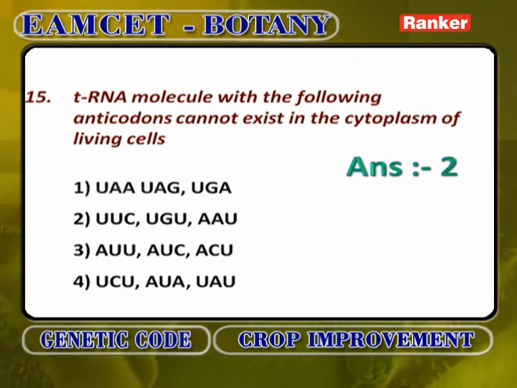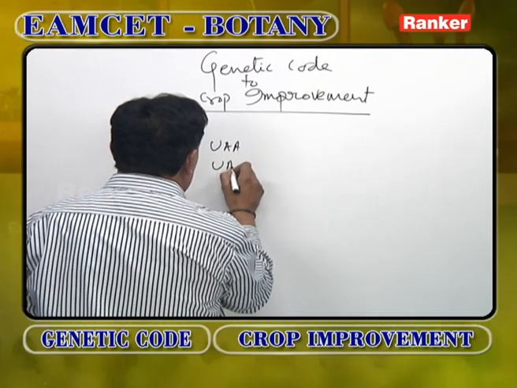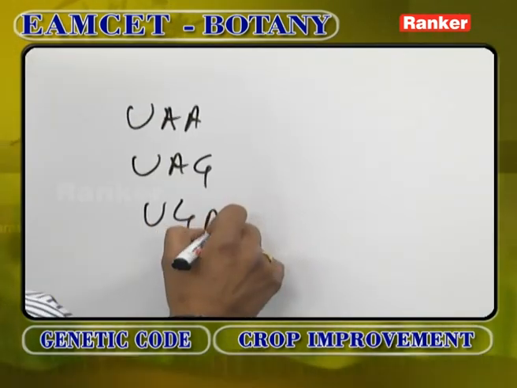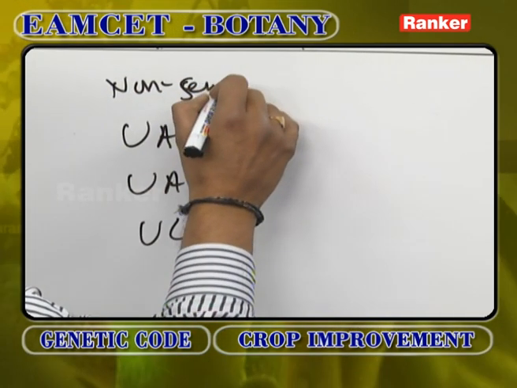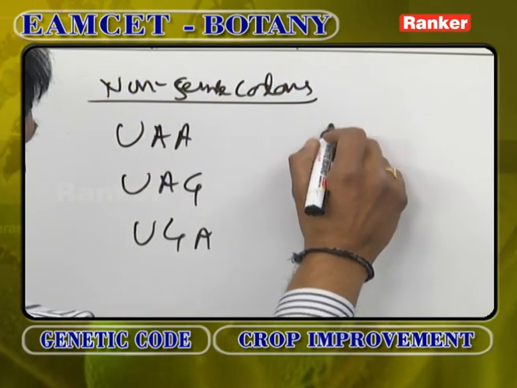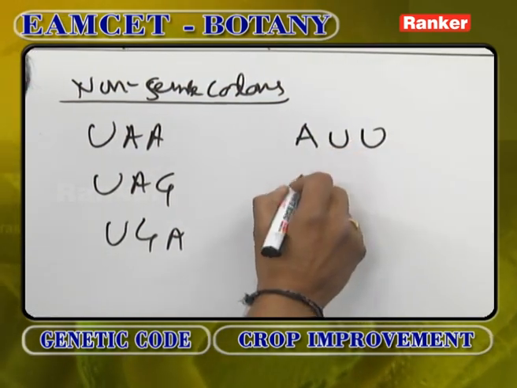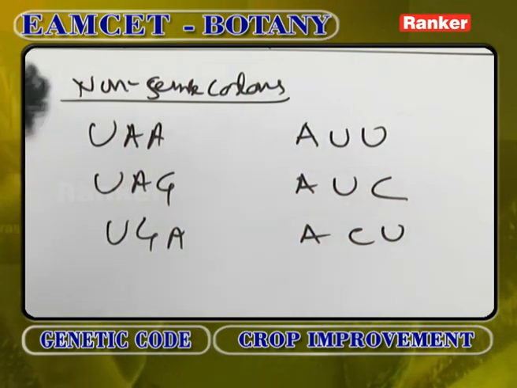tRNA molecules with the following anticodons cannot exist in the cytoplasm of living cells. UAA, UAG, UGA are nonsense codons. These do not have anticodons like AUU, AUC, AGU, ACU.